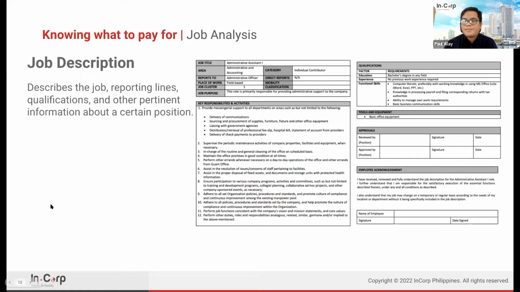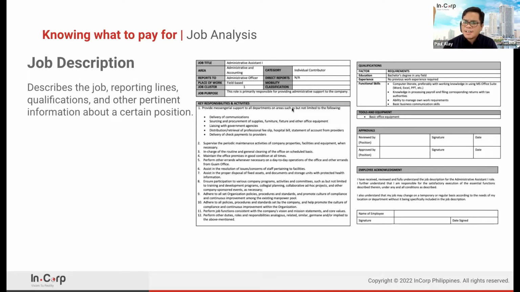Now, for a more detailed view of the functional and organizational structure, we also have the job descriptions. The job description is, as the name implies, a description of the jobs or positions. It provides the details of how a certain position, in our example an administrative assistant, is related to the entirety of the organization, like which department it belongs to, which position it reports to, and even the details of the responsibilities.